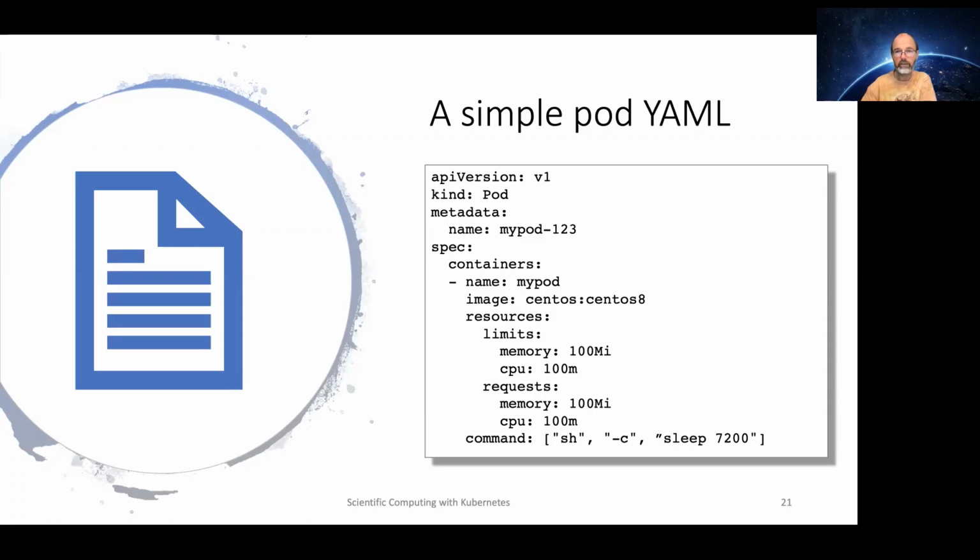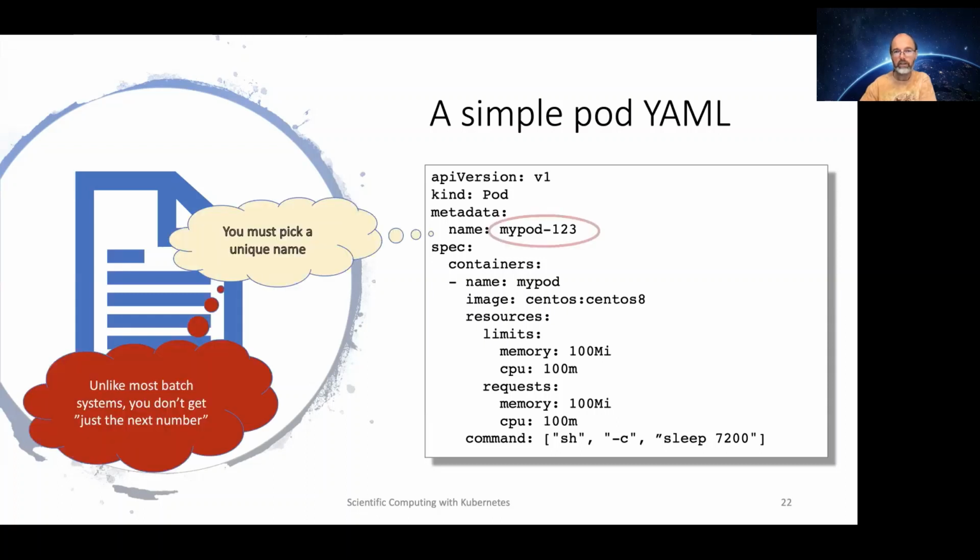So here is a simple YAML that is actually functional and will launch a pod. The first thing to notice is that you must pick a unique name. Unlike most batch systems, you don't get just the next number. If you use Slurm or HTCondor, you don't specify the job name. You specify the definition of the job, you submit it, and you get that identifier. Here, you have to provide the identifier, and it has to be different every single time you submit a new job, unless you delete the previous one. So this is a difference between the traditional batch systems and Kubernetes. Love it or hate it, that's how it is.